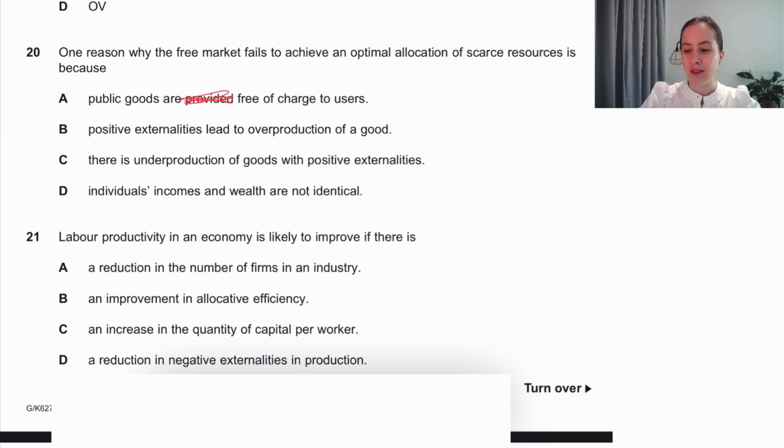No, they'll lead to underconsumption or underproduction. There is underproduction of goods. That's the answer. 20 is C.